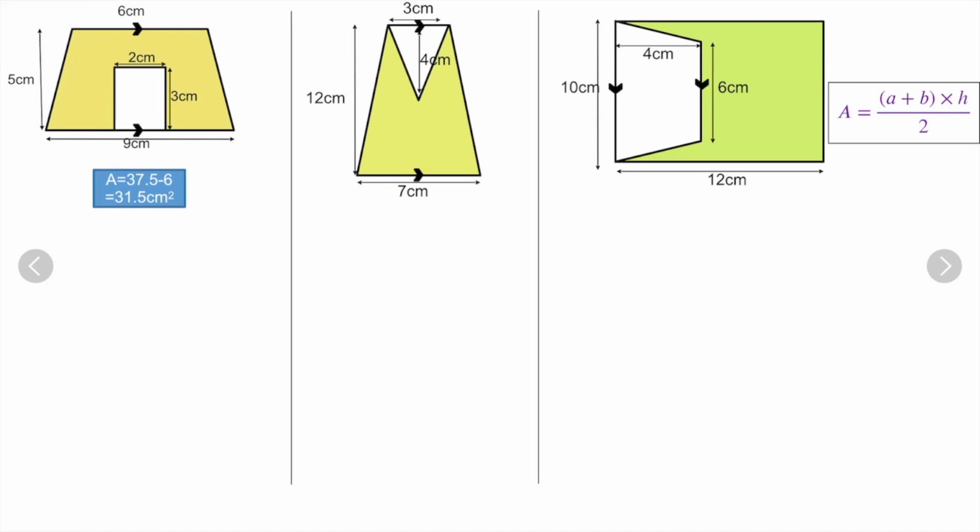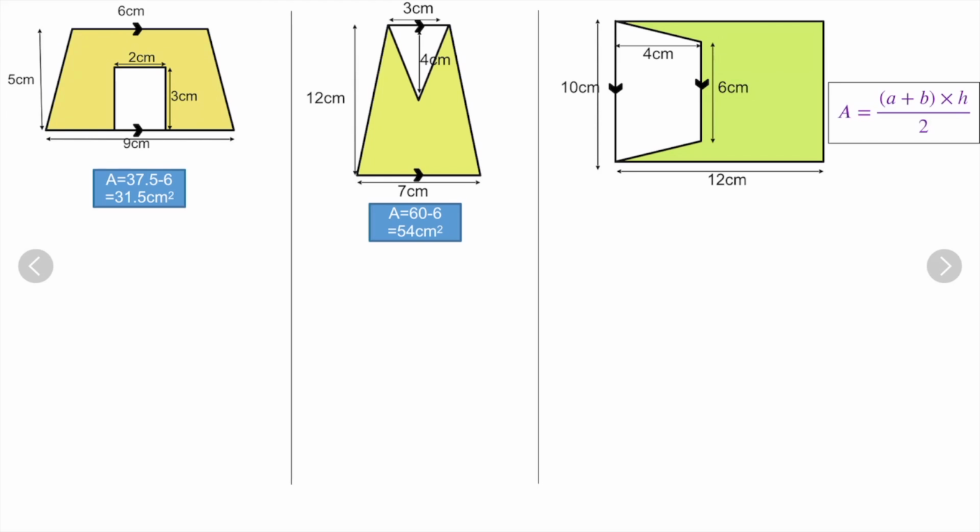For the second question, you've got a trapezium, subtract the triangle, leaving you with the shape that is shaded in. The trapezium, 3 plus 7 is 10, multiplied by 12 is 120, half of that is 60. And for the triangle, base multiplied by height is 12, half it is 6. So 60 subtract 6 is 54 centimetres squared.